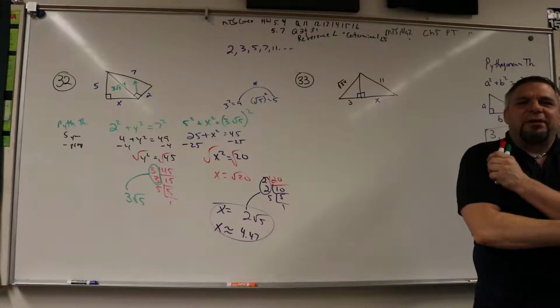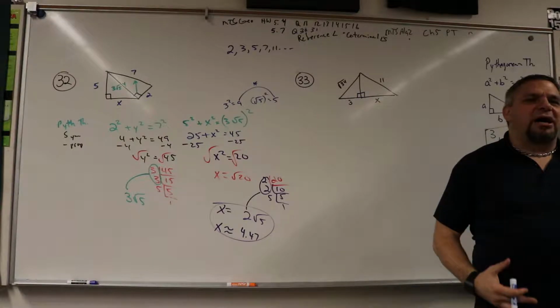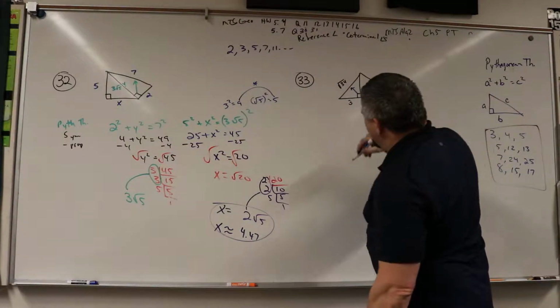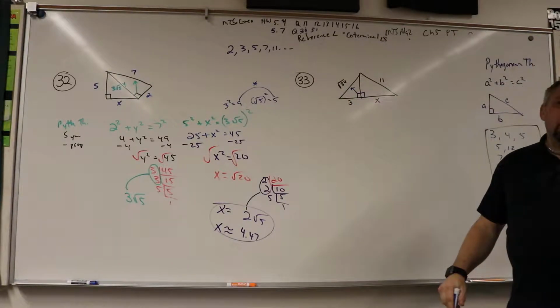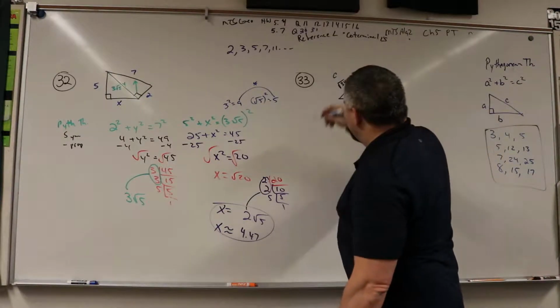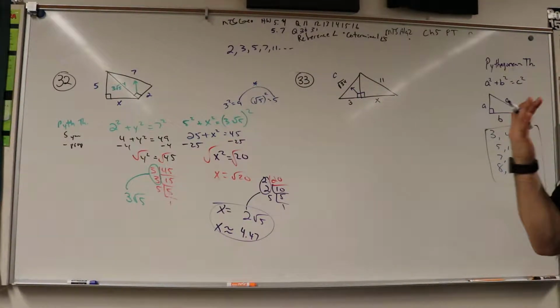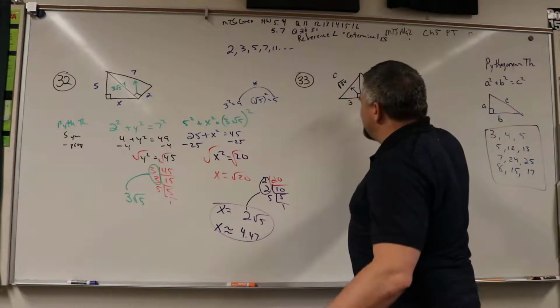Come on, people, help me. C is always across from the right angle. A and B, it doesn't matter.